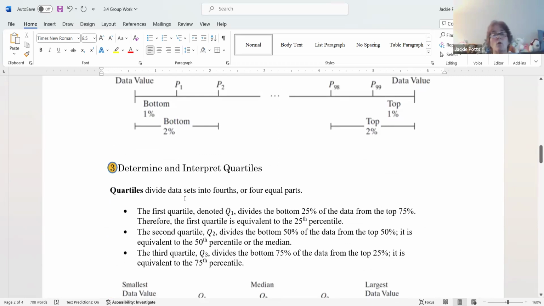Typically, we talk about quartiles, which is nothing more than the 25th percentile. Q1, Q2, and Q3. Well, I'm going to tell you something. The Q2 is the median. Q1 is the first quarter. Q3 is the third quarter. And the fourth quarter, that's 100%. So basically what we're going to do is take our data and divide it into quarters.